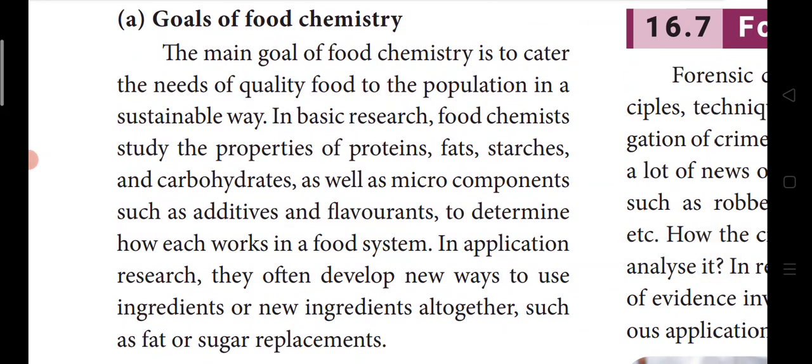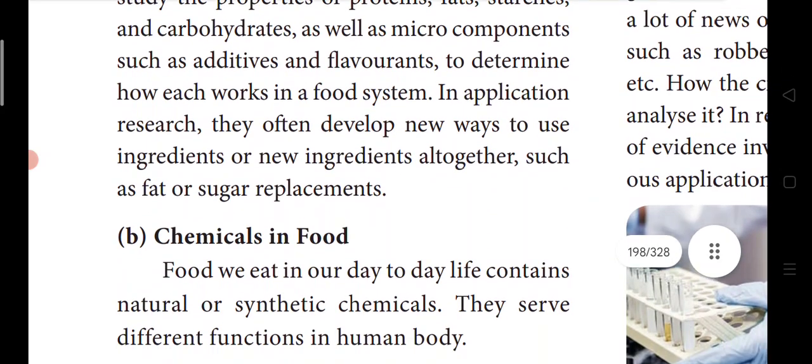The main goal of food chemistry is to cater to the need of quality food for the population in a sustainable way. It should not be inadequate for the population. It should be adequate, okay? In basic research, food chemists study the properties of proteins, fats and starches and carbohydrates, as well as microcomponents such as additives and flavorants, to determine how each works in a food system. In application research, they often develop new ways to use ingredients or new ingredients altogether, such as fat or sugar replacements.